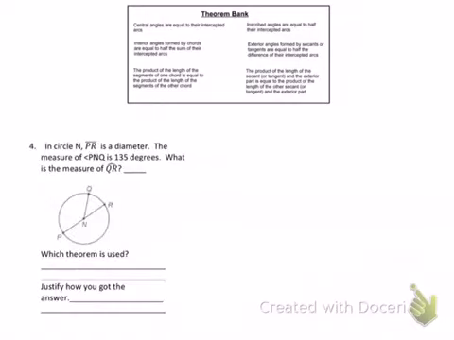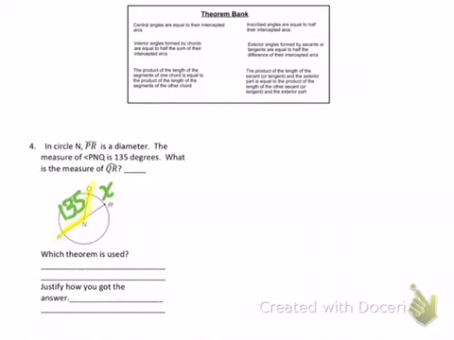Number 4, in circle N, PR is the diameter. The measure of angle PNQ is 135 degrees. So if I do PNQ, that's going to be 135 degrees. What is the measure of arc QR?